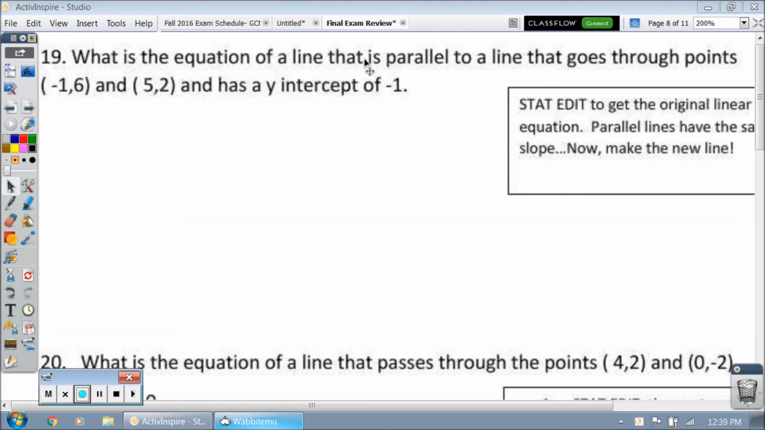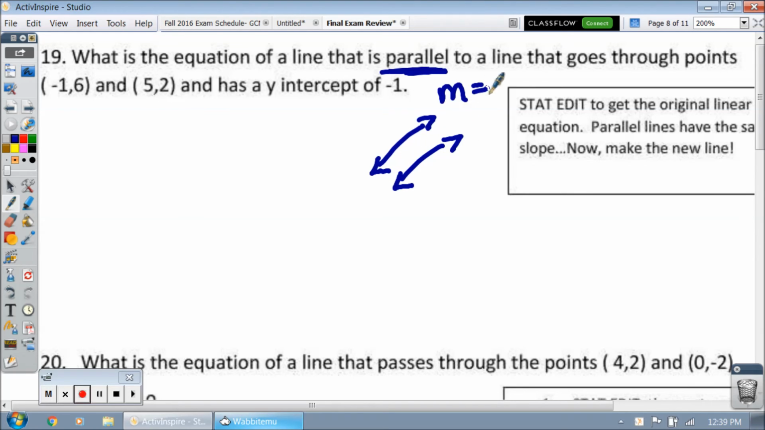What is the equation of a line that is parallel? Okay, so what does it mean if two lines are parallel? If two lines are parallel, you know that they don't touch, but they have the same slope. So I know that I'm going to have the same slope, and it goes through these 2 points and has a y-intercept of -1.